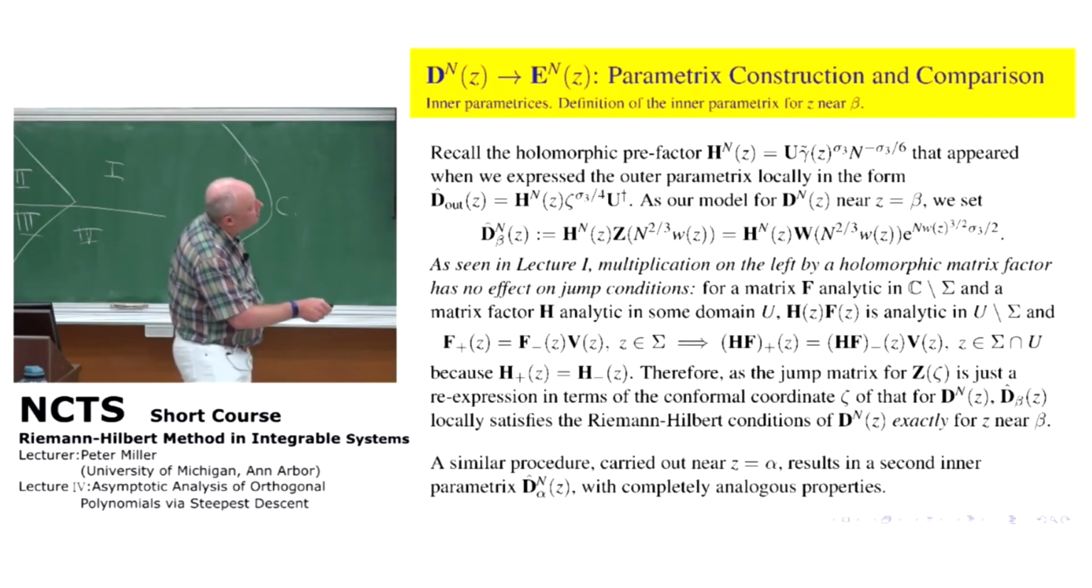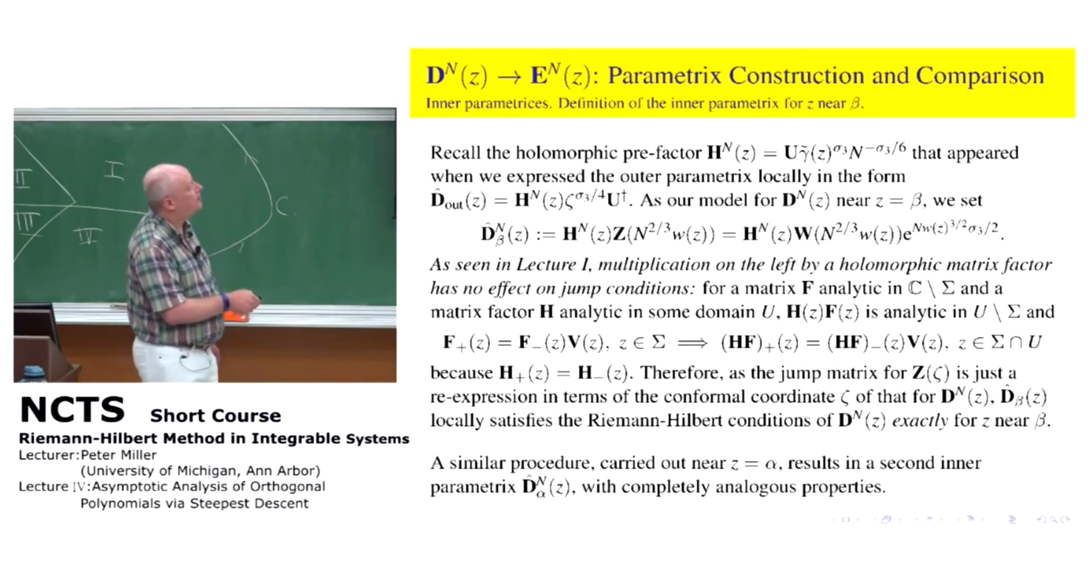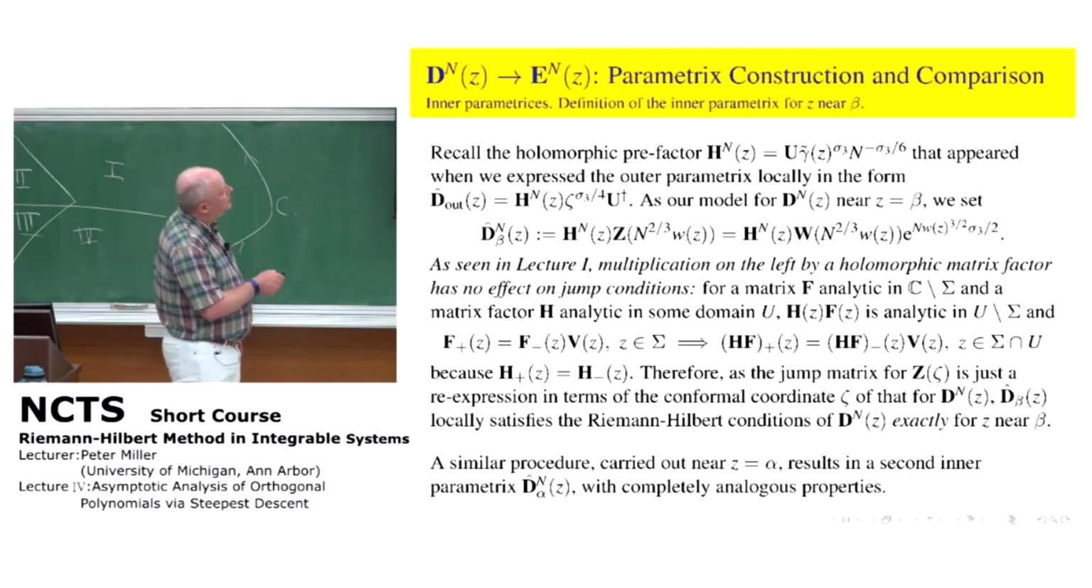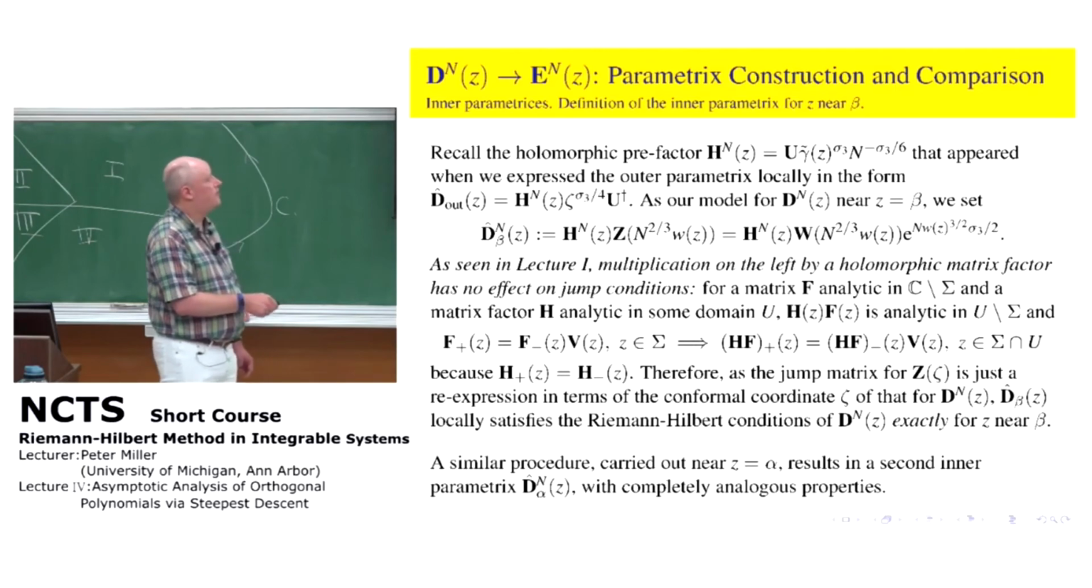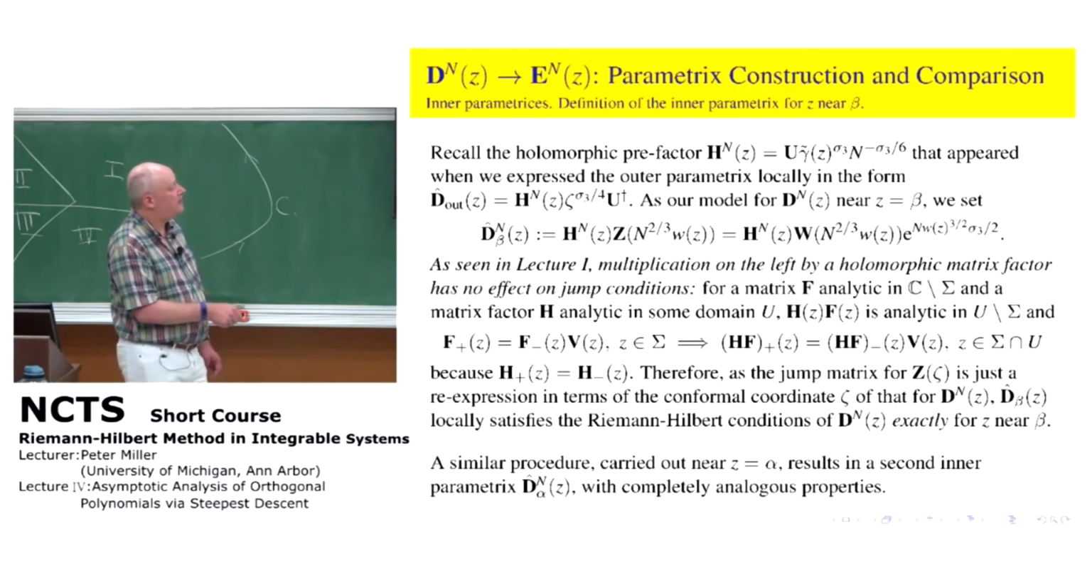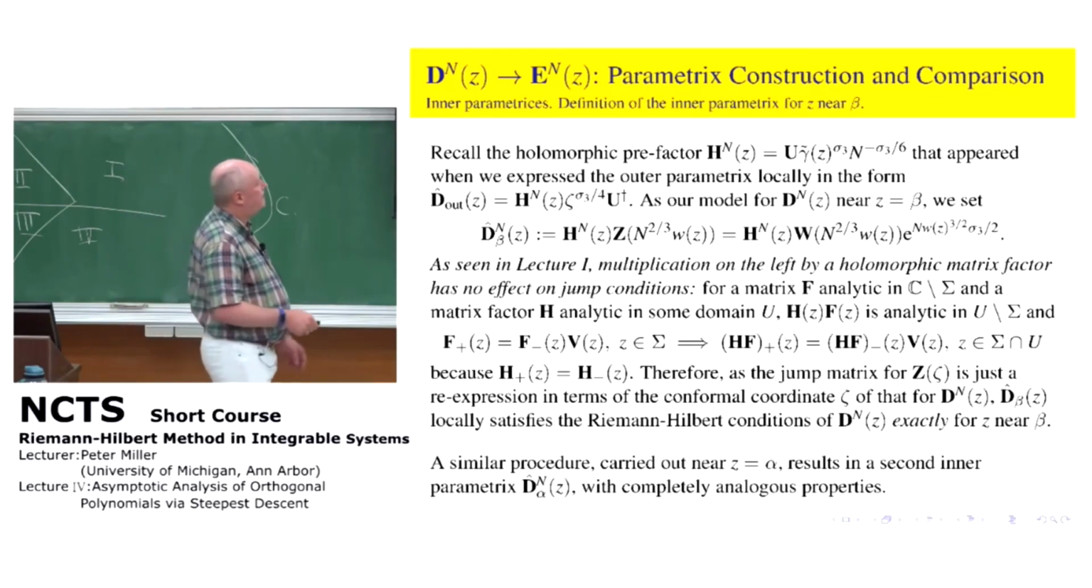Okay, so here's the whole thing written out in terms of the matrix W that we wrote on the last couple slides. As we mentioned, and used already in lecture 1, multiplication on the left by a holomorphic matrix factor, like this Hn of z, has no effect on jump conditions. That means that, because the jump matrix for Z was just a re-expression in terms of the conformal coordinate of the one for Dn of Z, this quantity here is an exact local solution of the jump conditions for Dn. It solves everything exactly nearby.